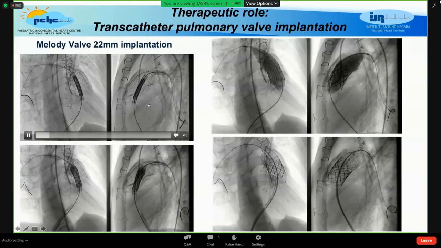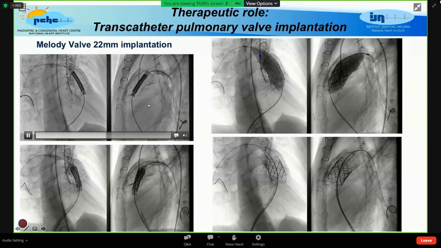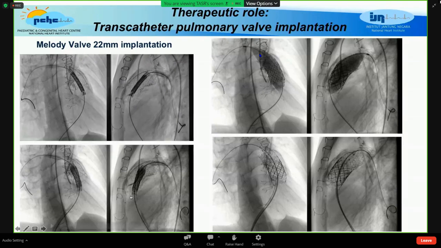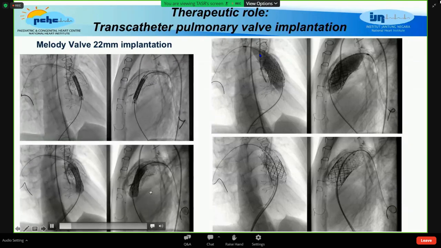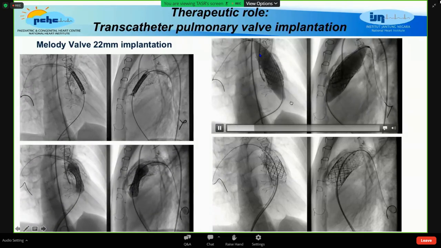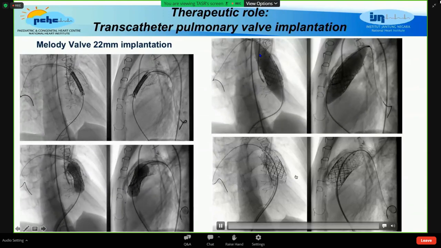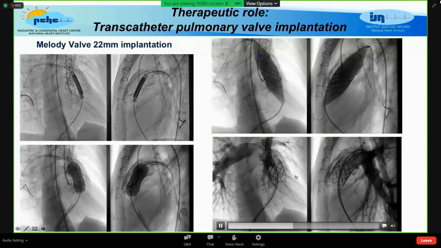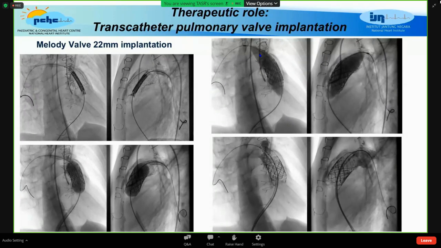This was then followed by Melody valve delivery. The Melody valve was then inflated, followed by bigger balloon inflation. This is a 22 size Atlas balloon. The final angiogram showed good valve position with no pulmonary regurgitation.